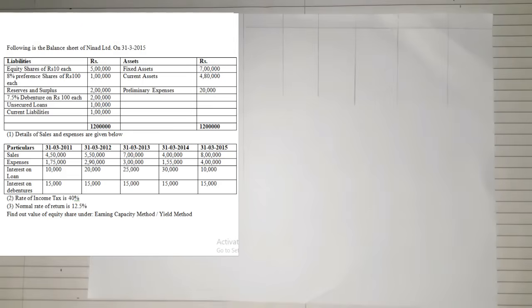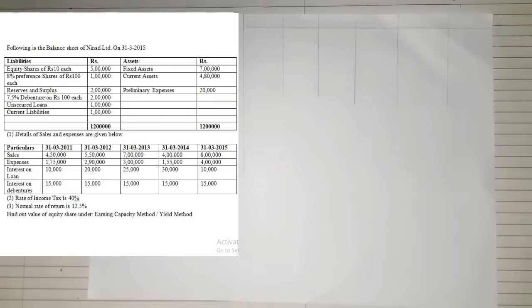you need to first find the available profit to the equity shareholder. For that we need average profit, or we need the profits. Now in the sum, they haven't given us any profit, but they have given you sales and all the expenses. We know that from sales, if you deduct all your expenses, whatever remains is your net profit. Once I get my net profit, we will find the average profit.